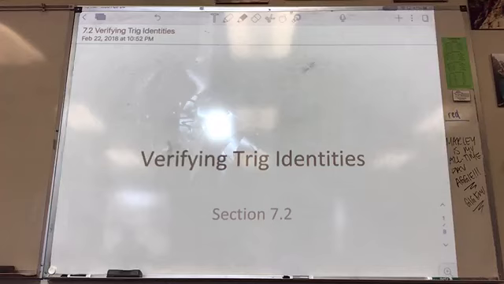So again, this is verifying trig identities, usually called trig proofs. You can probably look up extra stuff on YouTube if you need extra practice or instruction. If you look up trig proofs, that's normally how they're listed, but it would probably still pull it up if it was called trig identities.